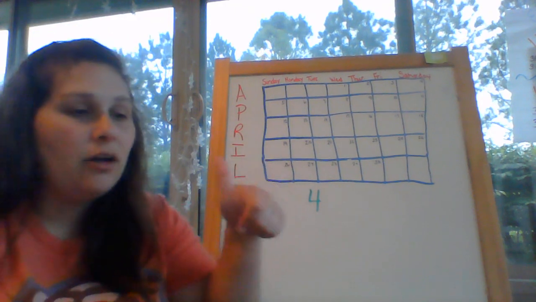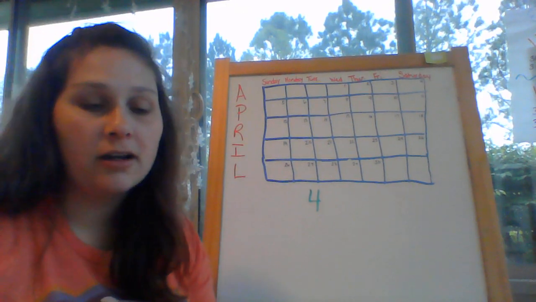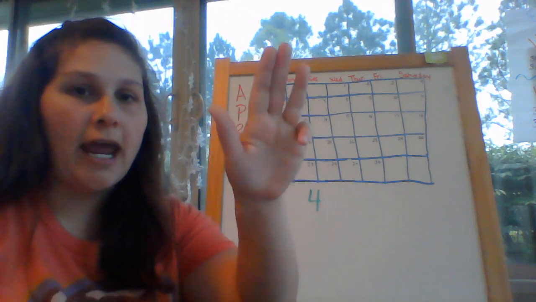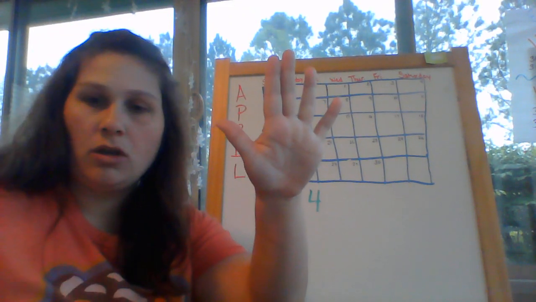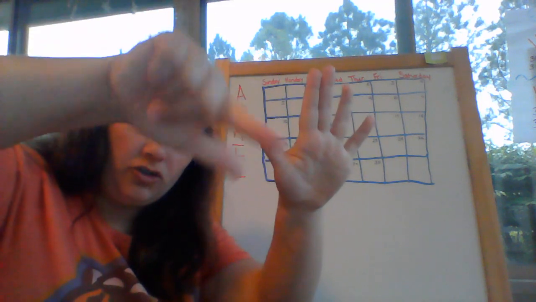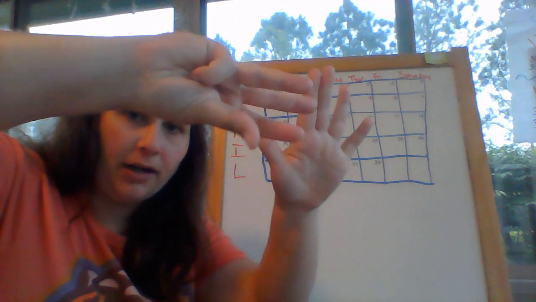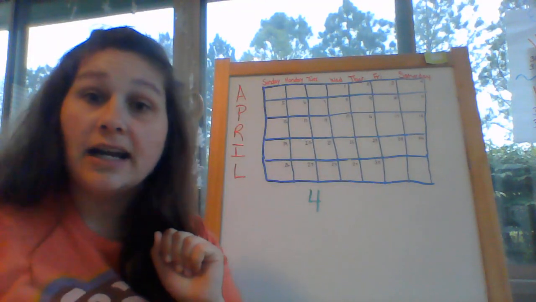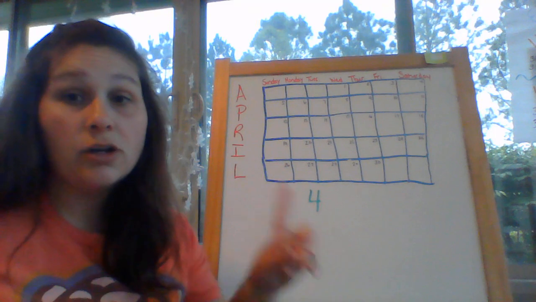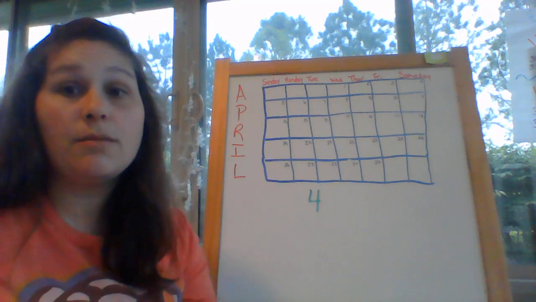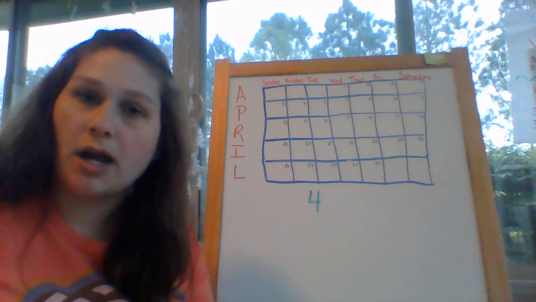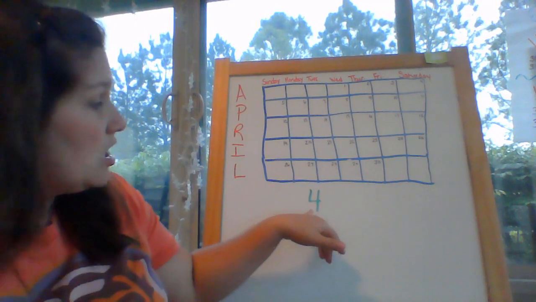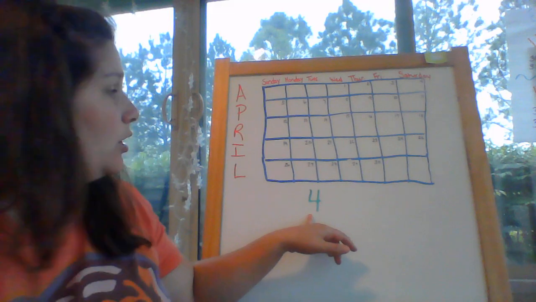What if this calendar was October? So let's think. January, February, March, April, May, June, July, August, September, October. What's October represented by? A 10. Yes. So you have to know the order of the months of the year. And some of you still do not know those months of the year. You need to know them. Okay? So again, I read a 4 because it's April.